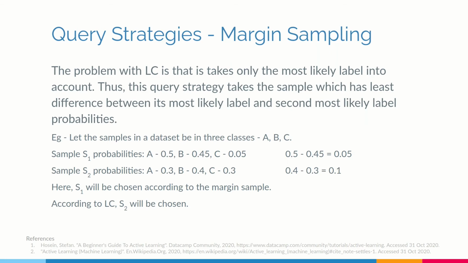You can understand, right? For this one, if you look at the previous one, least confidence, in S2 you can see that it's 0.3, 0.4, 0.3. So most likely one is B with 0.4. So if you go with least confidence, you will label S2. But if you go with margin sampling, you see that the difference here is just 0.05. So difference is very low. That means it is very close and it's really hard for it to decide which one it actually is.